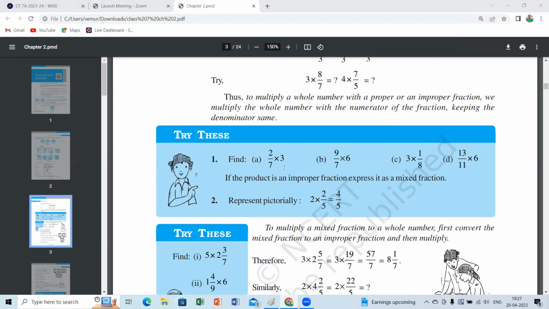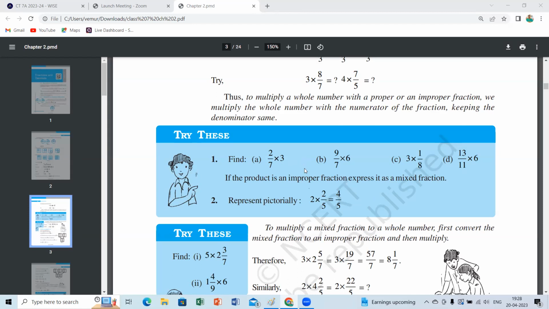Yes, children, now we can move to the next. Try this. I think Varshit has not yet given. I'm waiting for Varshit. Please find the first bit. Express the product as an improper fraction, and express it as a mixed number too. There are 4 bits for you. Come on, make it fast.